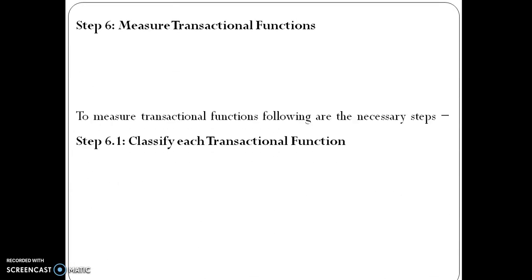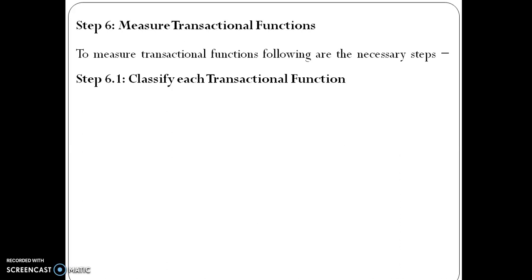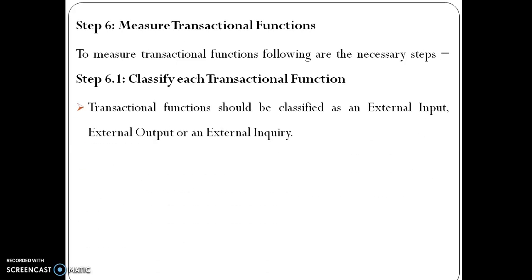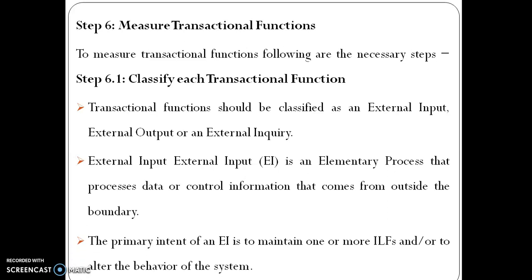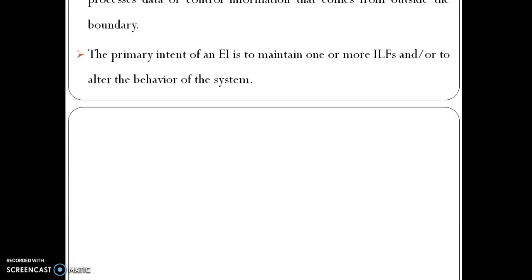Measure transactional functions. To measure transactional functions, the following are the necessary steps. Step 1. Classify each transactional function. Transactional functions should be classified as an external input, external output, or an external inquiry. External input. An external input is an elementary process that processes data or control information that comes from outside the boundary. The primary intent of an EI is to maintain one or more ILFs and alter the behavior of the system.